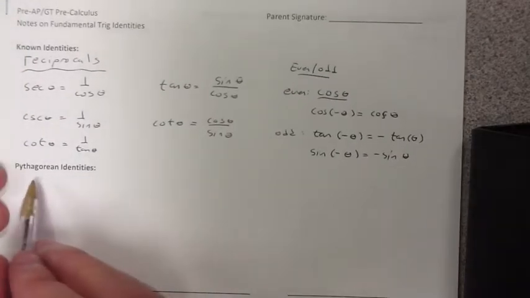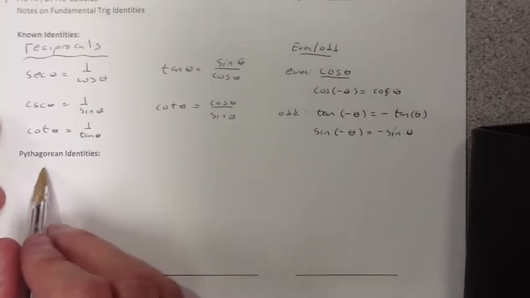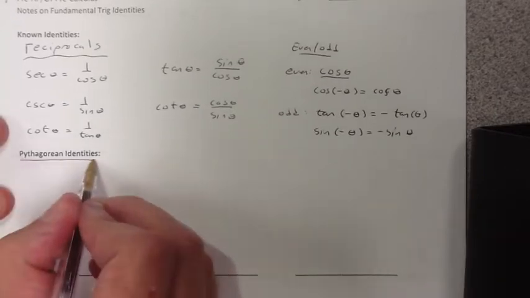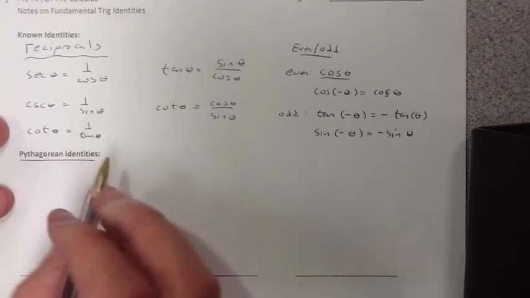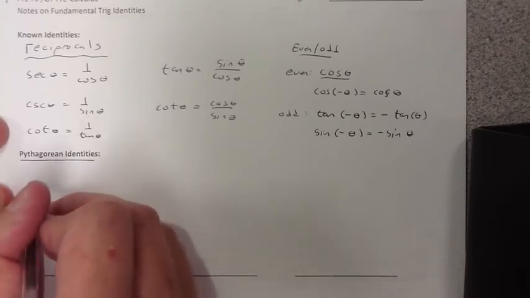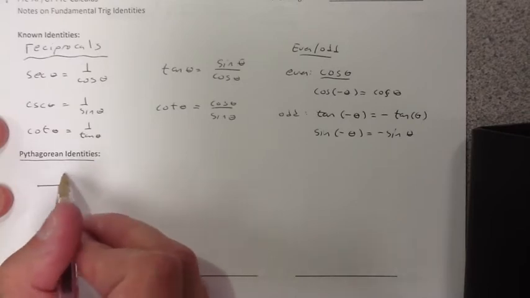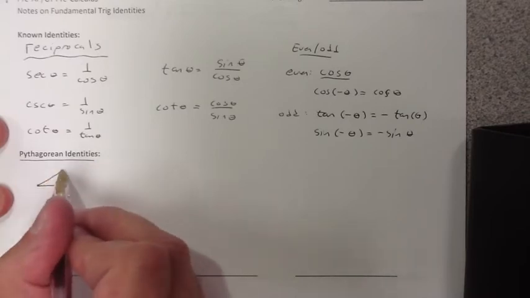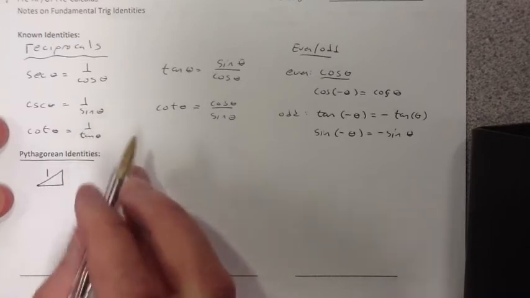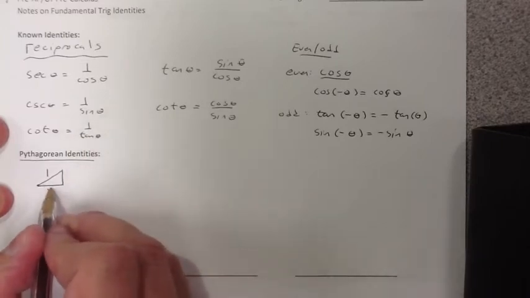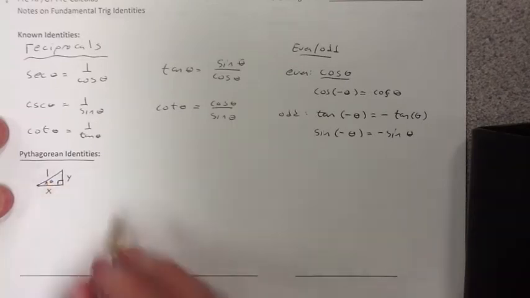Now, today we're going to take a look at a new one here. It's the Pythagorean identities. Now this is a really big one. You will definitely be using this in calculus. The Pythagorean identity comes from our right triangle in our unit circle. Remember, in the unit circle we have the radius of 1 and we have x and y. And here's some angle theta.